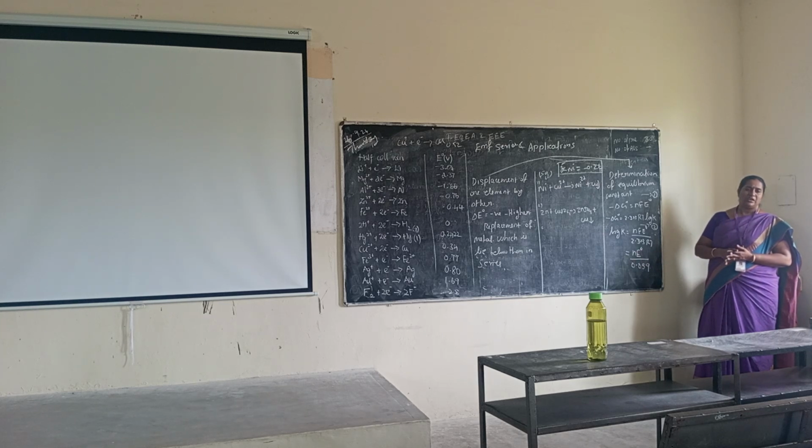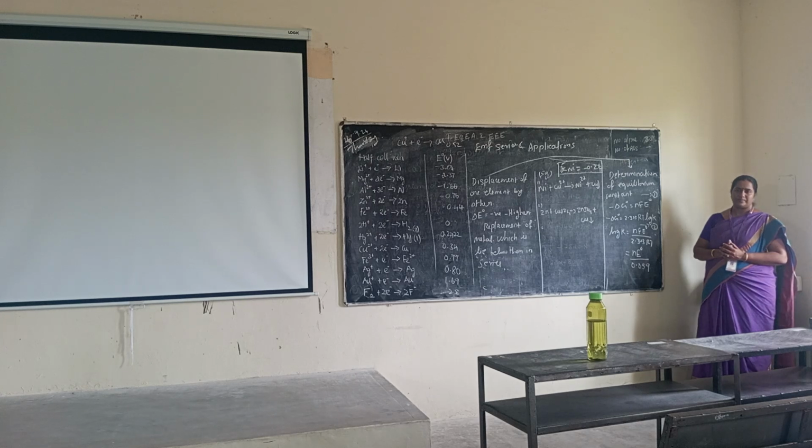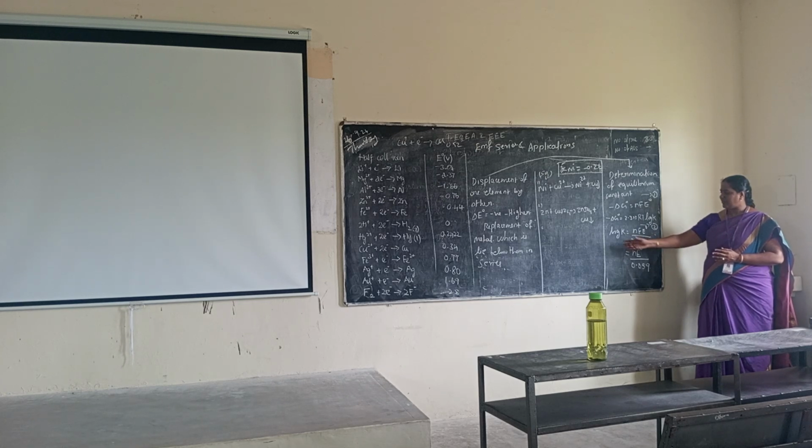So see, what is the E naught value of carbon? E naught value is equal to 1.1. Number of electrons involved: how many electrons are involved in the carbon reaction? Substitute the value. We can easily find out the equilibrium constant of the carbon itself.